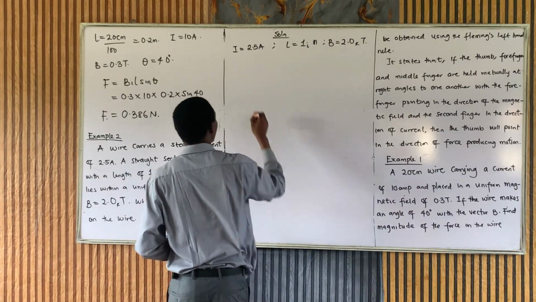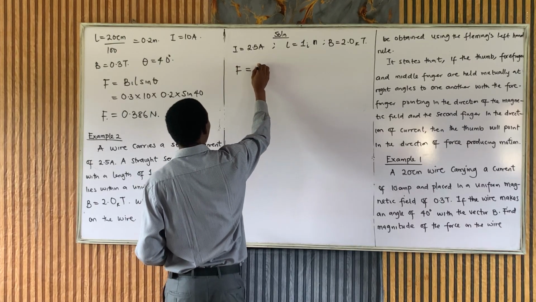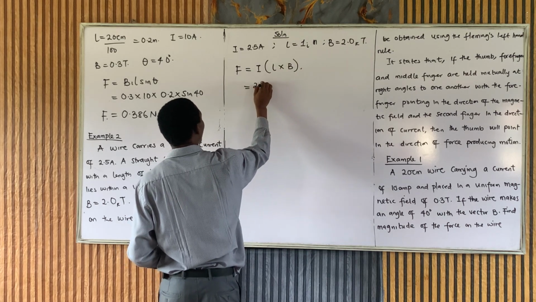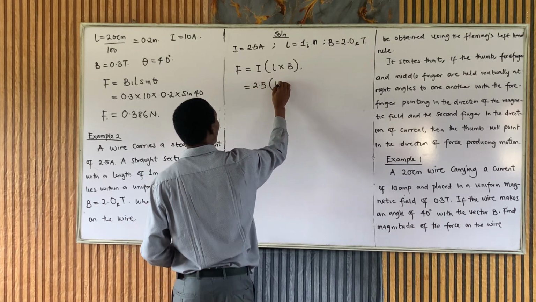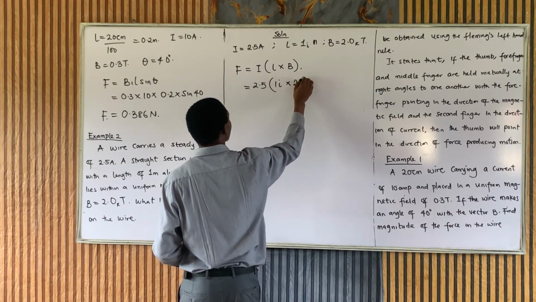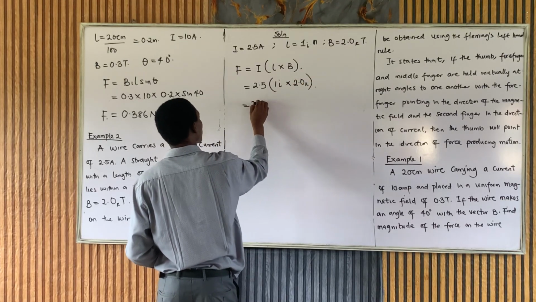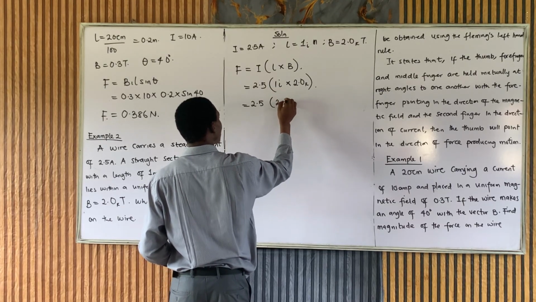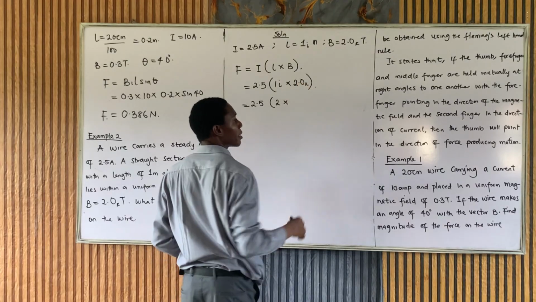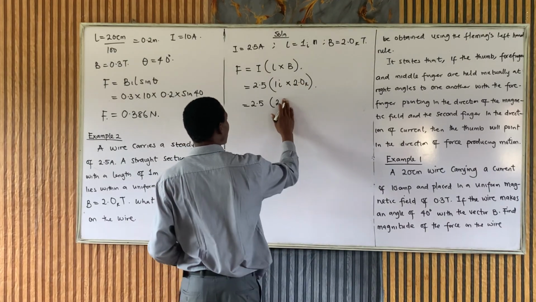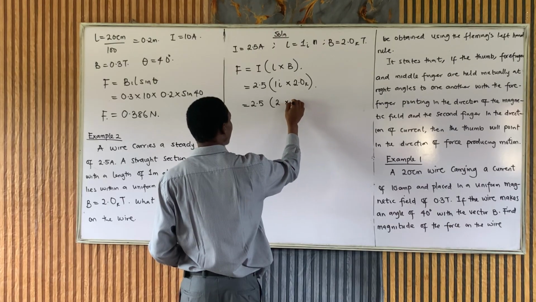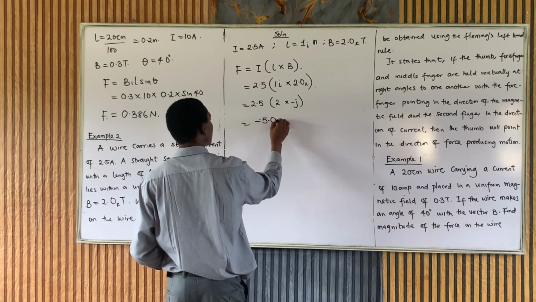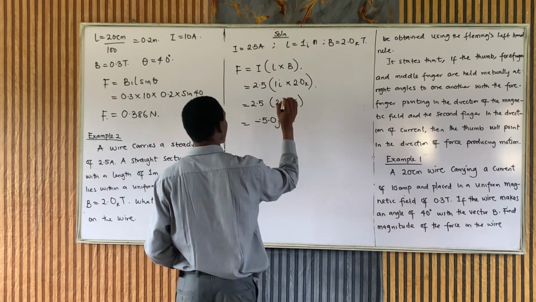So the next thing we're going to do is to say that F is equal to I, then L cross B. So that will be 2.5 into brackets 1 i cross 2.0 k. This is 2.5. 1 times 2 will give us 2 times i cross k, which will give us minus j. So this is like saying minus 5.0 j for the force in Newton.